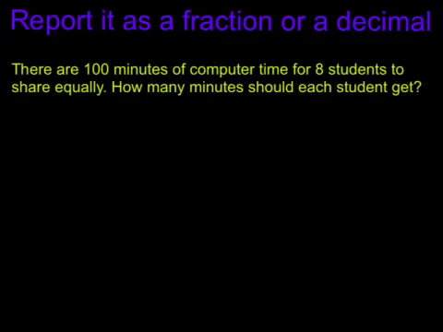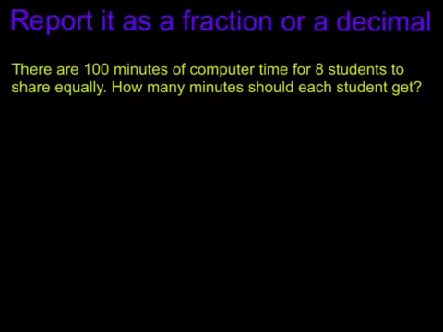The second way we can interpret a remainder is to report it as a fraction or a decimal. Let's look at the problem below to see how this works. There are 100 minutes of computer time for 8 students to share equally. How many minutes should each student get?